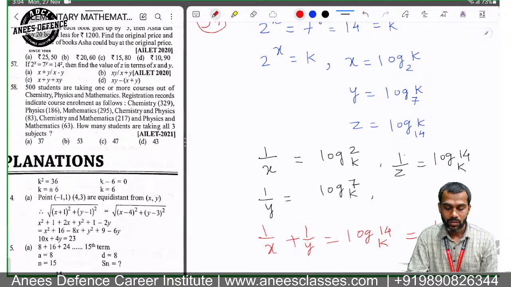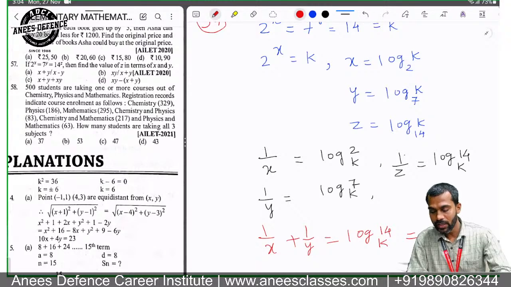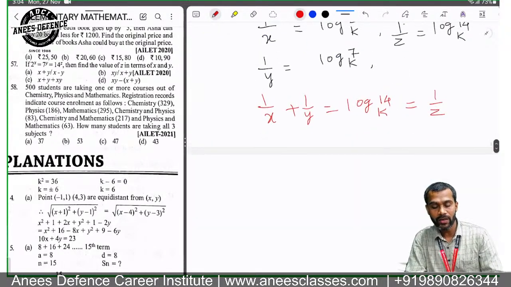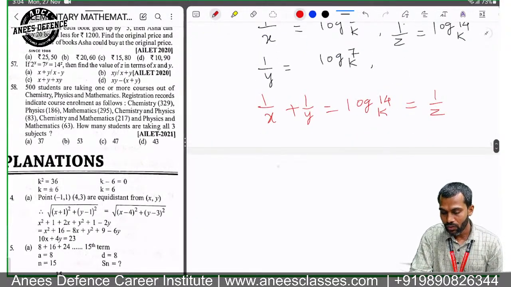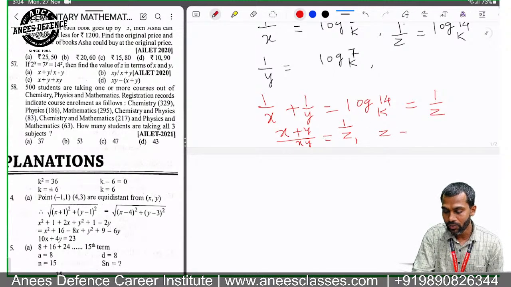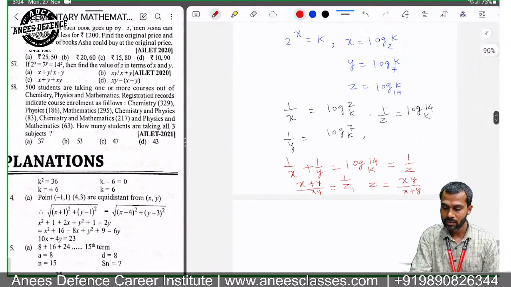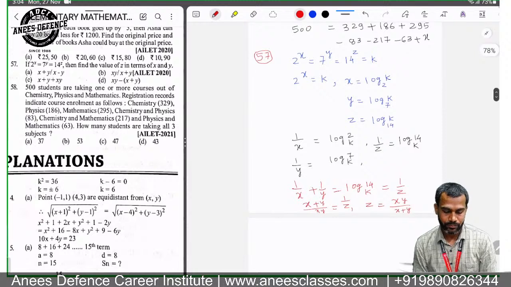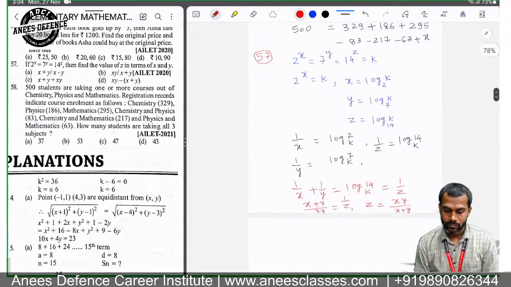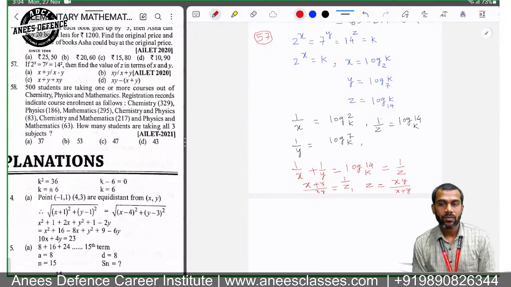So you needed to write z in terms of x and y. So now I can simplify. This is nothing but x plus y over xy, that is equal to 1 by z. Now I can write z is equal to xy over x plus y. So which option is correct? Just see. D is the right answer.